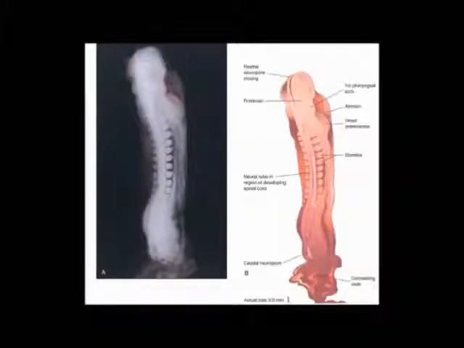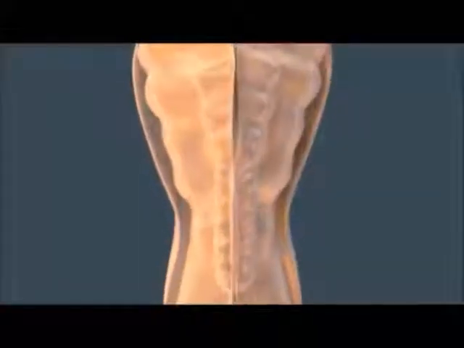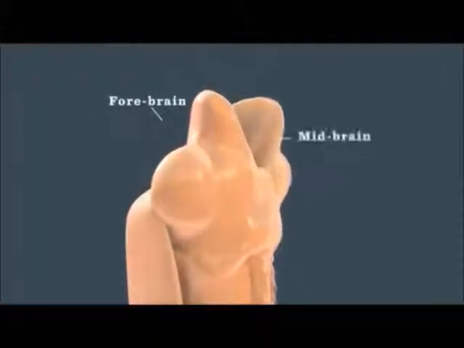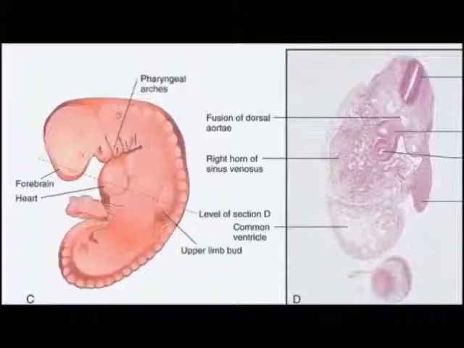Three pairs of pharyngeal arches are visible by 26 days, and the rostral neuropore is closed. The forebrain produces a prominent elevation of the head, and folding of the embryo has given the embryo a C-shaped curvature. By the middle of the 4th week, the upper limbs begin their development as outgrowths of mesoderm covered by ectoderm called upper limb buds.